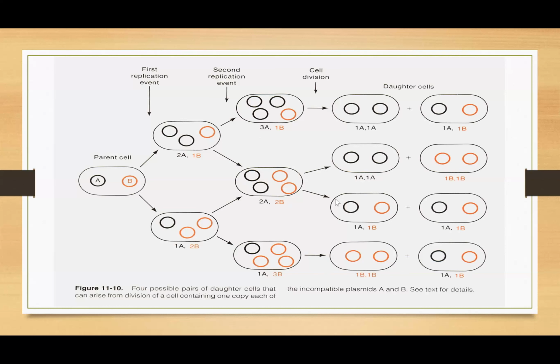But the point here is, whatever you may see, ultimately what you are seeing is that as a consequence of this division, the cells are losing one of the plasmids. And when these cells undergo further multiplication, one of the plasmids will keep on being missed out, and ultimately you will get cells which will have either A or B, with very few cells having A and B. And this is what happens in plasmid incompatibility.